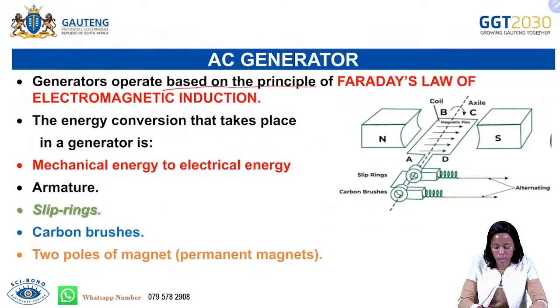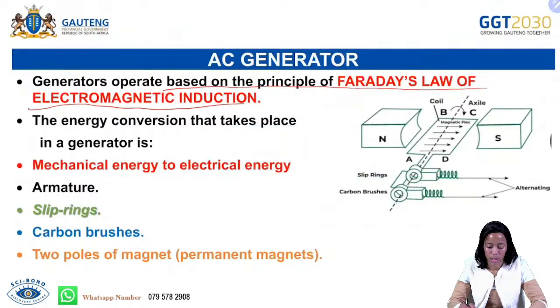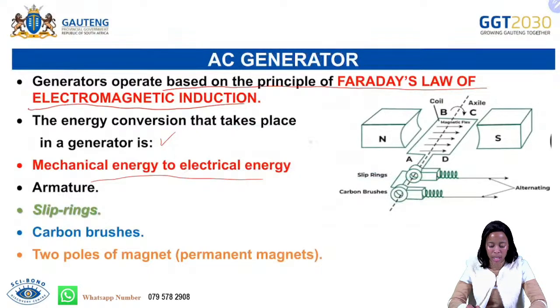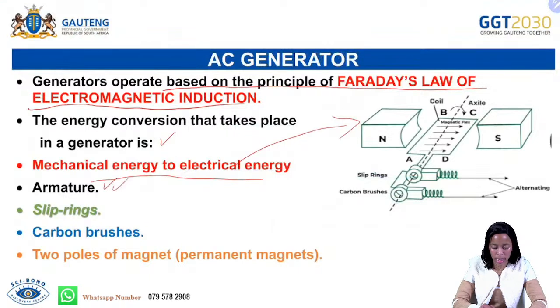Generators operate based on the principle of Faraday's law of electromagnetic induction. So remember in the exam, they can ask you what principle generators work on. Then you would have to say Faraday's law of electromagnetic induction. You can also be asked the energy conversion that takes place in a generator: mechanical energy to electrical energy. This is then a diagram of a generator. When it comes to the components of a generator, we have an armature.